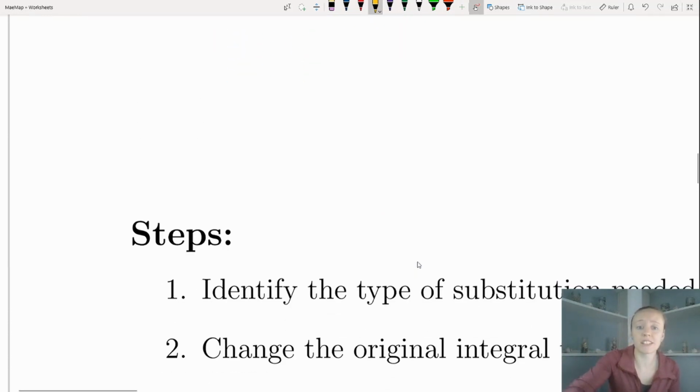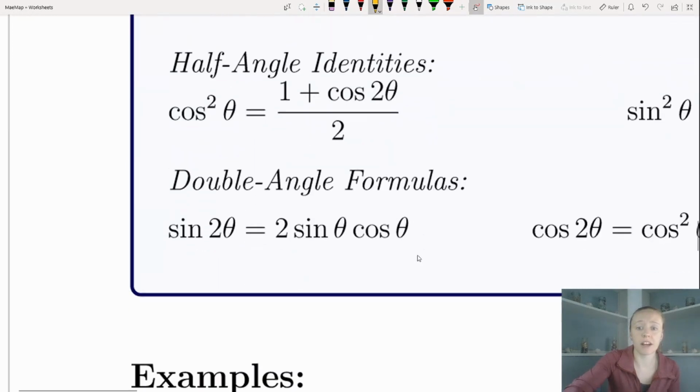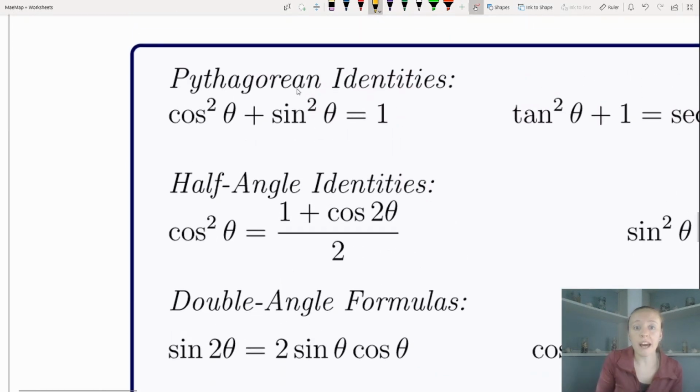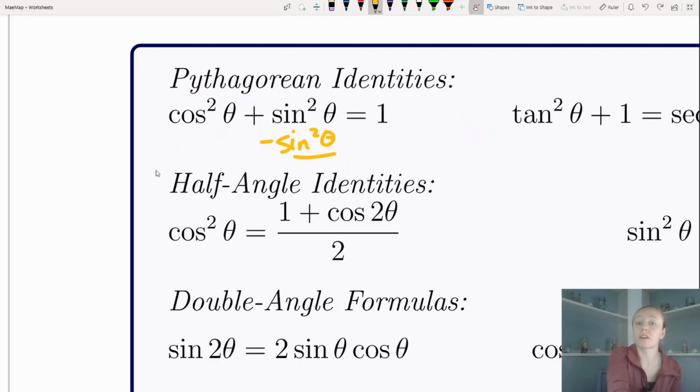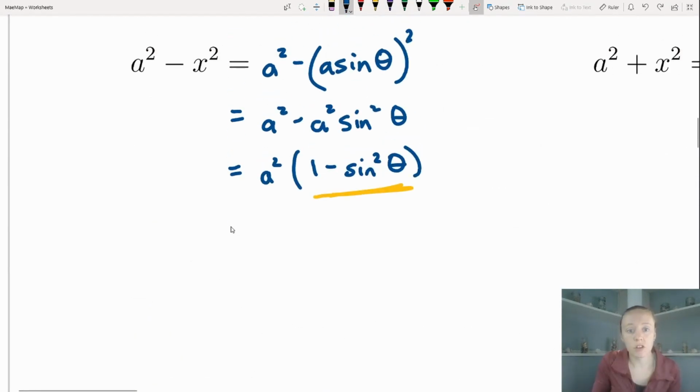If you scroll down to the second page, looking at our Pythagorean identities, we have this relationship here, except we have 1 minus that sine squared theta because we subtracted it from both sides to give us cosine squared theta. So 1 minus sine squared theta equals that cosine squared theta. So this is equivalent to a squared times cosine squared theta.